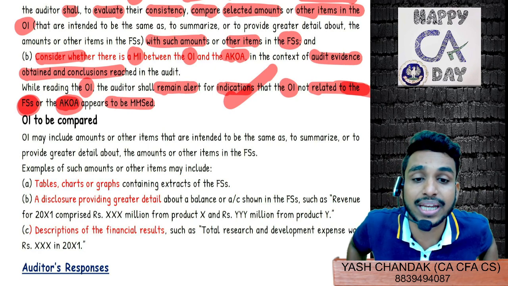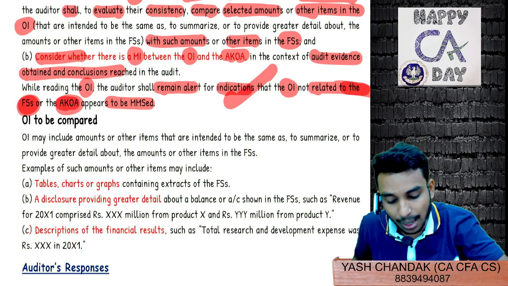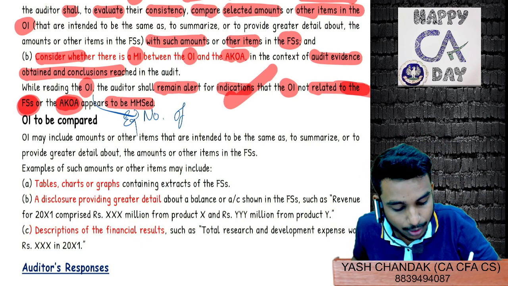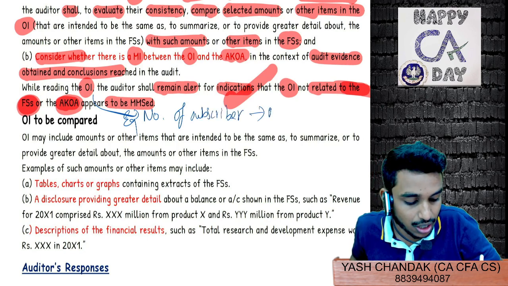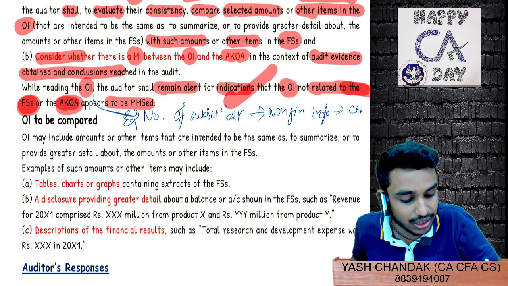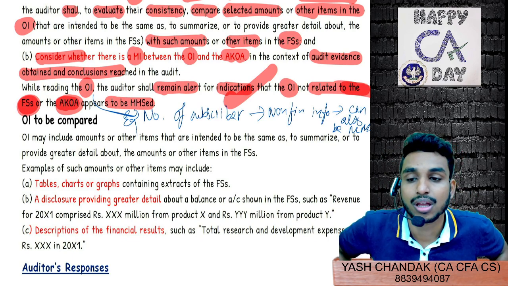Also, it can so happen that OI can also be materially misstated with respect to all other information. Example, number of subscribers भी materially misstated हो. All non-financial information can also be materially misstated. Getting this? So you will have to then read and understand the OI properly.